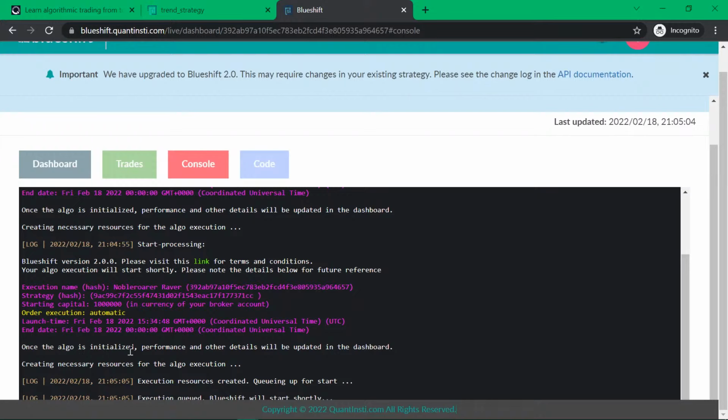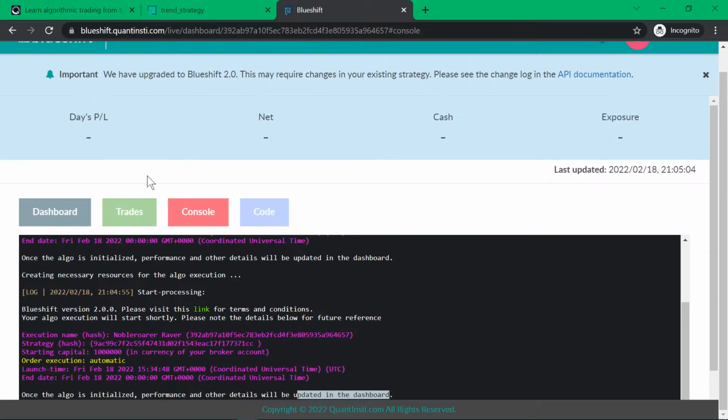So once the algo is initialized, performance and other details will be updated in the dashboard. So let's go through the options we have. We have a dashboard where we can see how our trading capital is changing, and next we can go to the trades button, where it will list down all the trades that the algorithm is taking, and this is the console.